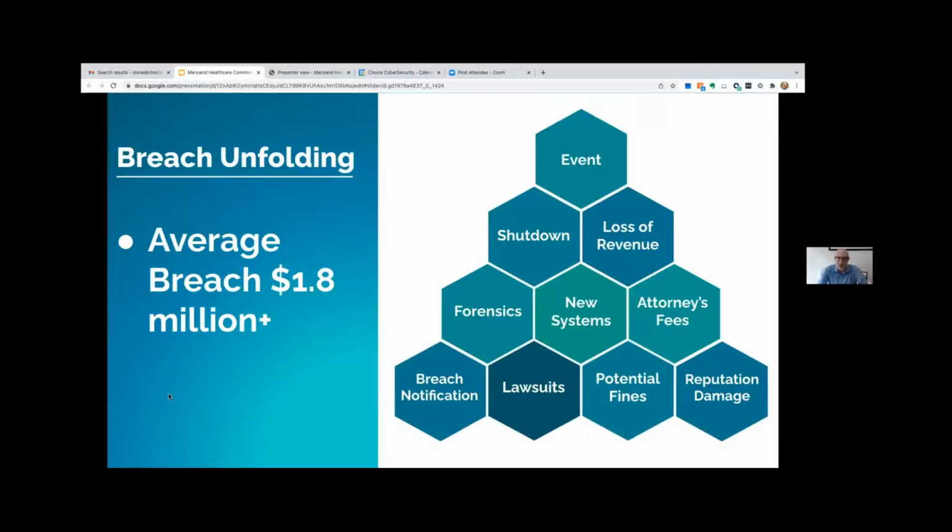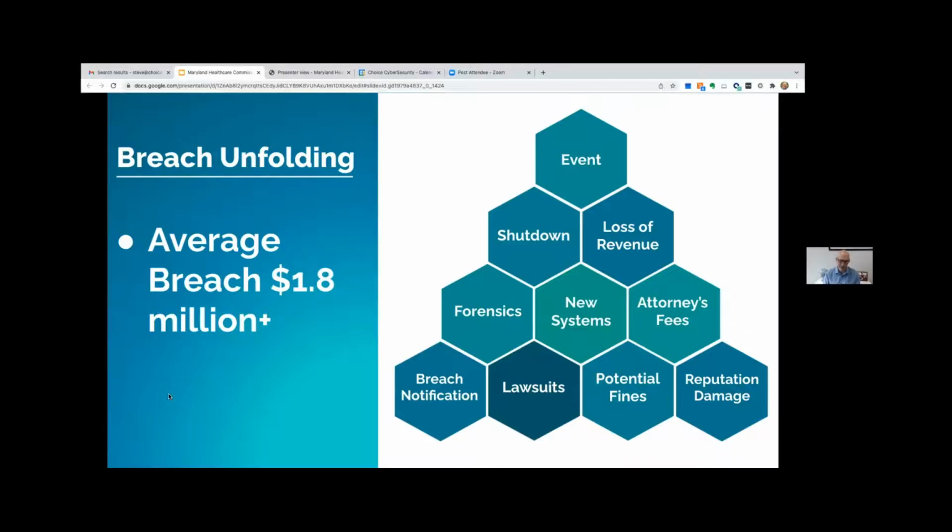So I've been called in and actually worked in breaches over the last 20 years. I bet you I've been involved in 50 or more breaches. And when we get called into a breach, I can tell you, if you've had something like this, it can be pretty stressful. So you hear these crazy numbers, 1.8 million, 5 million, 10 million, you hear these numbers of these breaches going into the millions.